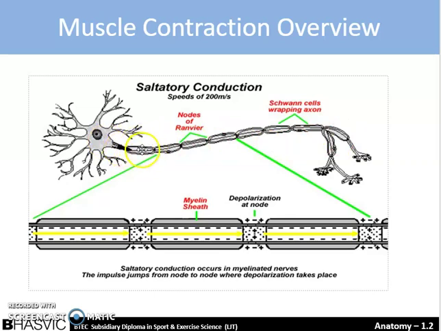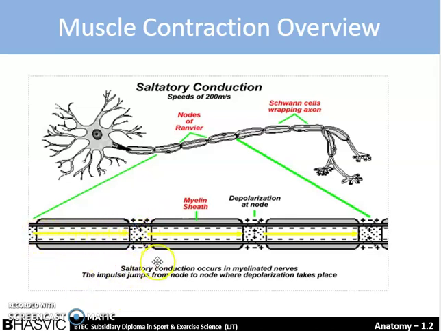travels through the myelin sheath, and this increases the speed of the transfer of the electrical impulse. These depolarizations at these nodes are known as the nodes of Ranvier. This is where the myelin sheath is not present.